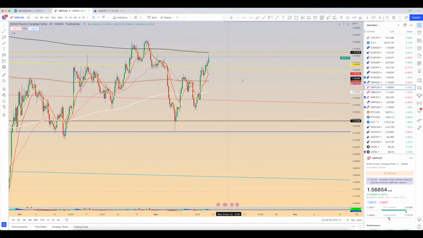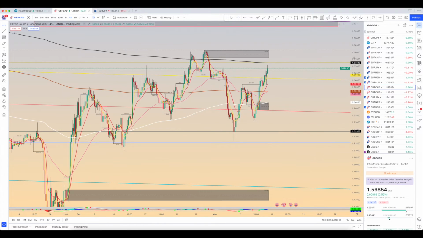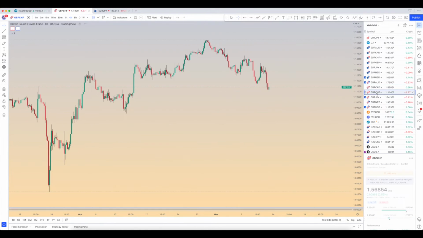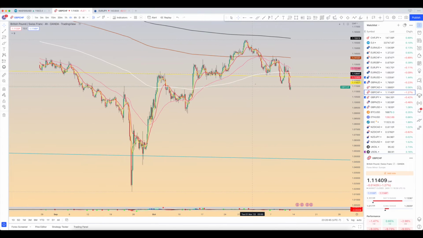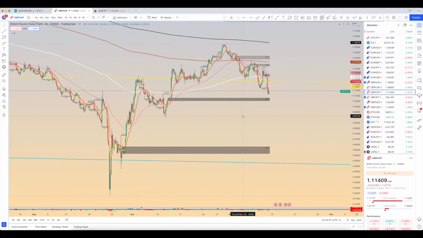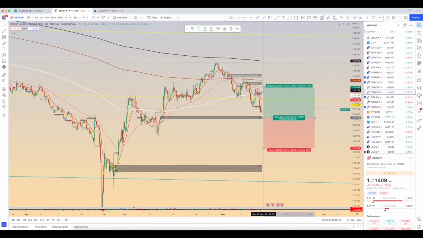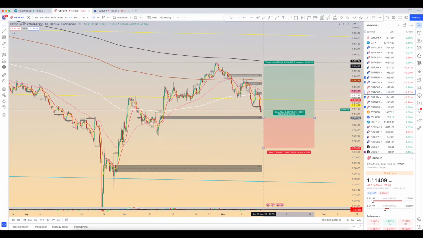GBP CAD, nothing really of interest here for me. Just waiting for it to get to that zone. I do believe CAD will be stronger than the pound, but that's more in the long term. GBP CHF, oh, very nice. It could potentially bounce off of this in the short term. Let's see how that trade idea goes from right there, going up to its previous high.